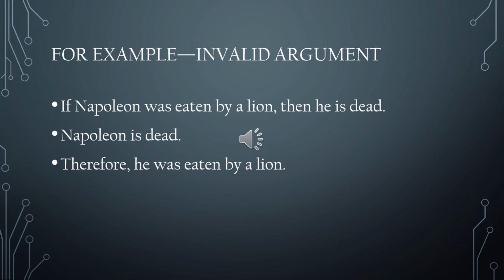Let's take a look at this argument here. If Napoleon was eaten by a lion, then he is dead. Napoleon is dead, therefore he was eaten by a lion. We could in fact use our first test of validity to evaluate this argument, because it is in fact true that if Napoleon was eaten by a lion, then he's dead, and it is also in fact true that Napoleon is dead, and it is in fact false that he was eaten by a lion. So we have an example here of true premises, but an actually false conclusion. So therefore this argument fails by our first test of validity. However, it also fails because this argument has a structure that is not truth-preserving, and the structure will appear in the next slide.